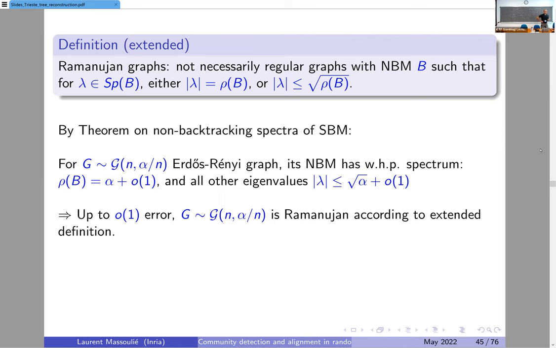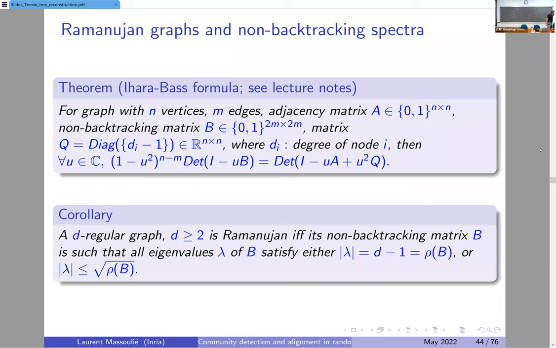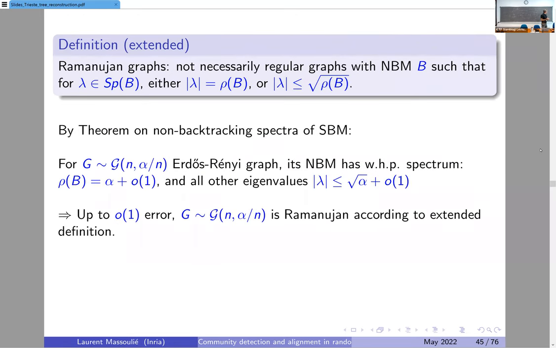People working in graph theory, in particular Audrey Terras, who has done some fundamental work in graph theory and also in group theory, and who is interested in Ramanujan graphs, proposed this extension of the notion of a Ramanujan graph to non-regular graphs. Basically, you just take this corollary, remove the condition that the graph is regular, and you get a definition that extends the previous definition. We would say that a graph is Ramanujan if and only if the eigenvalues of the non-backtracking matrix have modulus either equal to that of the Perron-Frobenius eigenvalue, so the maximum modulus, or less than the square root of this maximum modulus. So that's the extension.